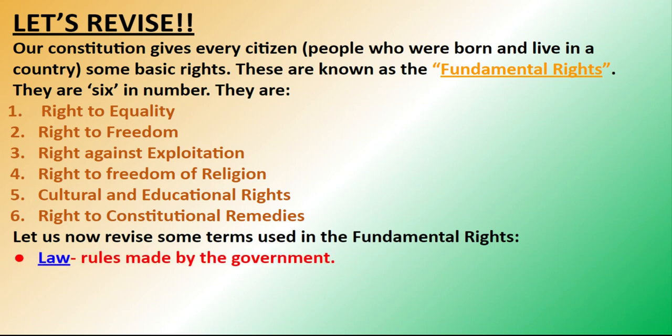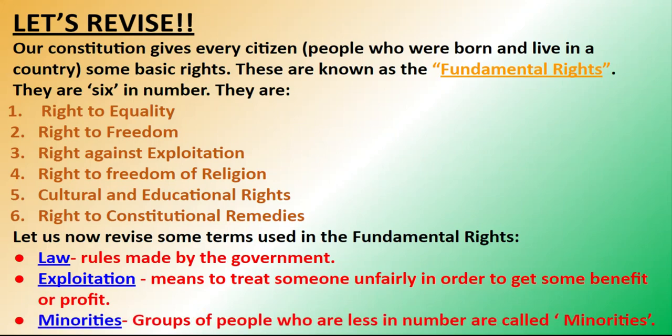Now, let us revise some important terms used in the fundamental rights of our book. Number first is law. Laws are the rules made by the government. Number two is exploitation. Exploitation means to treat someone unfairly in order to get some benefit or profit. That's why we stand against exploitation. Minorities, I have already told you, children, has come from the word minor, which is the opposite of major. Minor means less, major means more. So, minorities means group of people who are less in number.